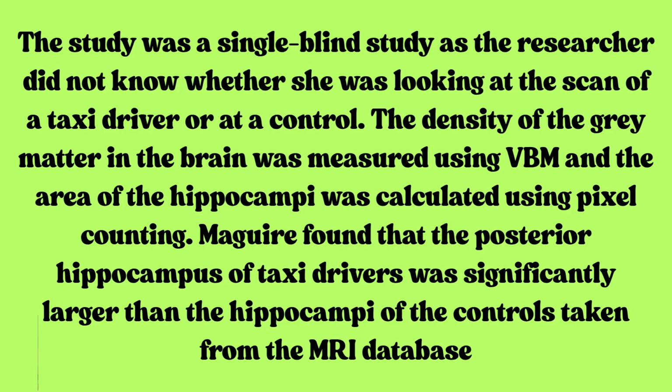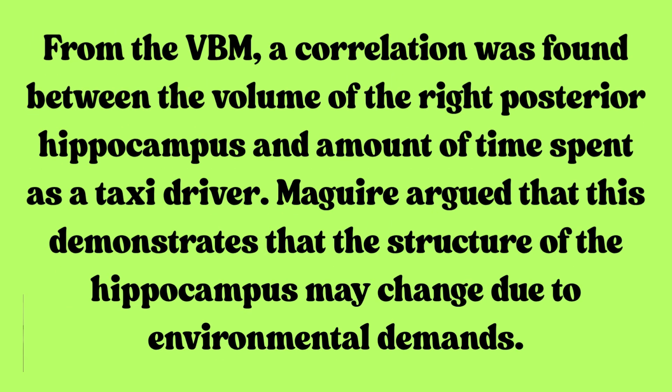The density of the grey matter in the brain was measured using VBM, and the area of the hippocampi was calculated using pixel counting. Maguire found that the posterior hippocampus of taxi drivers was significantly larger than the hippocampi of the controls taken from the MRI database. From the VBM, a correlation was found between the volume of the right posterior hippocampus and amount of time spent as a taxi driver. Maguire argued that this demonstrates that the structure of the hippocampus may change due to environmental demands.